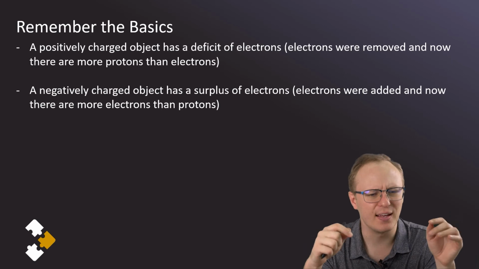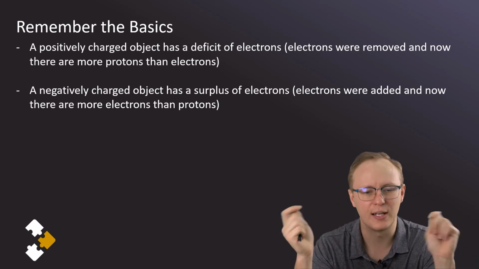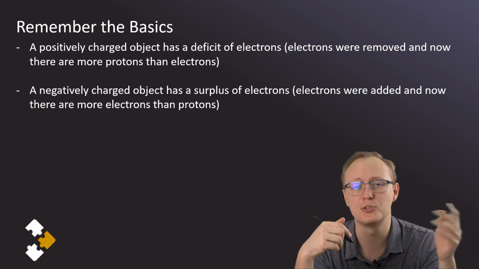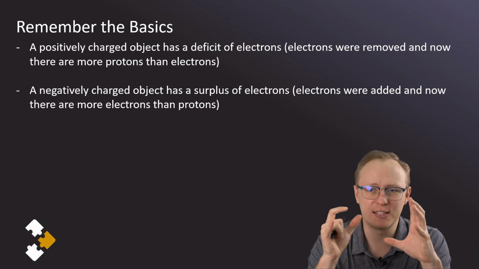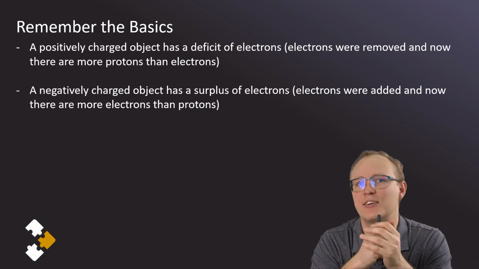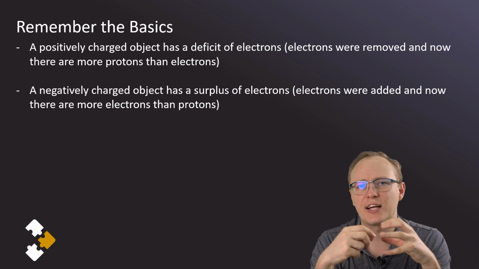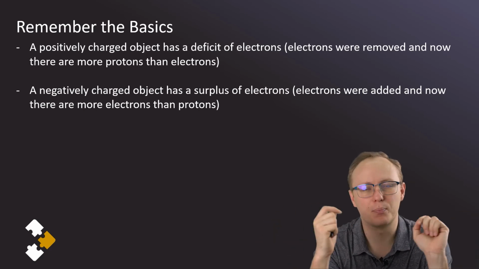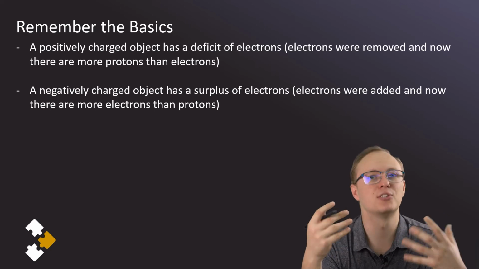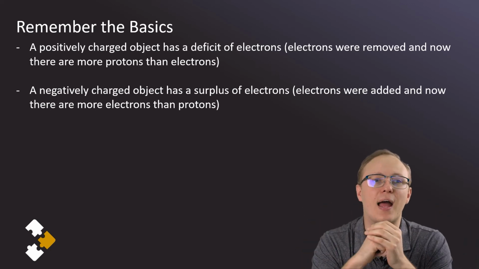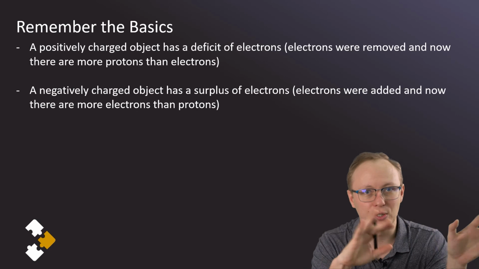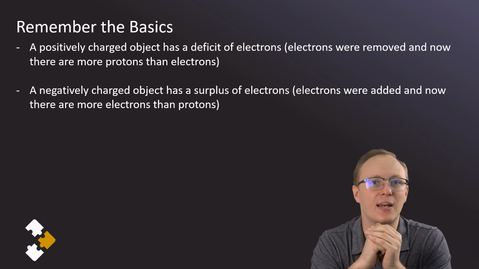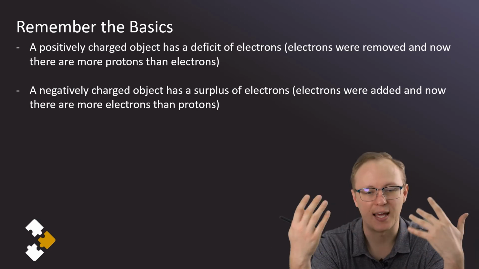And the reason we're thinking about deficit and surplus of electrons, and not saying surplus of protons, is because conceptually the protons are stuck in the nucleus. Without actually removing matter, it's difficult to remove or add protons, whereas the electrons orbit the nucleus, and so they are more easily able to come and go when objects gain or lose charge.